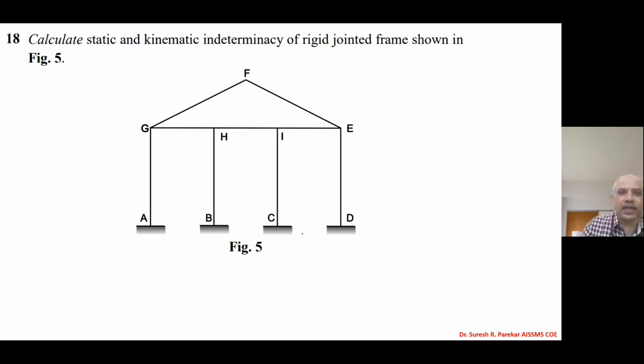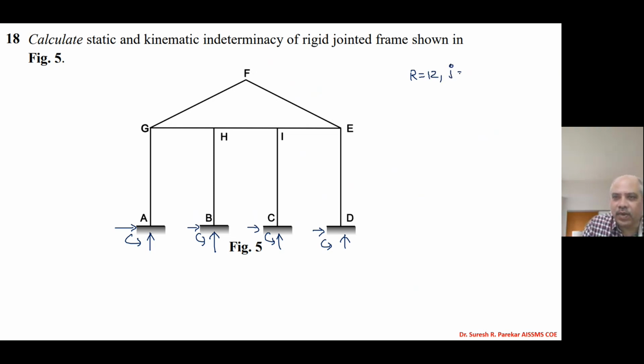Then we have next, calculate the static indeterminacy of rigid jointed frame. So now we have again 3, 1, 2, 3. So again 3 over here, 6. Then we have 3 over here, 9. And then we have 3 over here, 12. So we have R equal to 12.